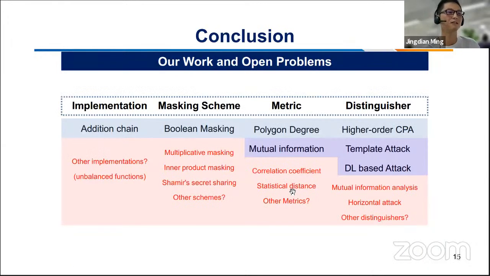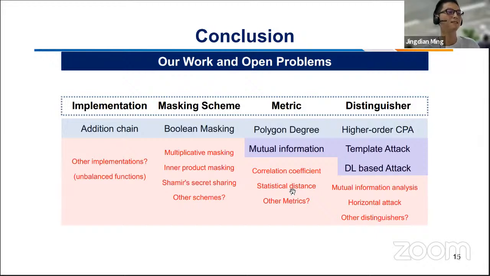At last, we summarize our work briefly. We target the addition chain implementation with Boolean masking. Then we use PD to quantify the resistance and validate using the higher order CPA. We also try mutual information as a metric and validate using template attack and deep learning based attack. Please refer to our paper for their results if you are interested.